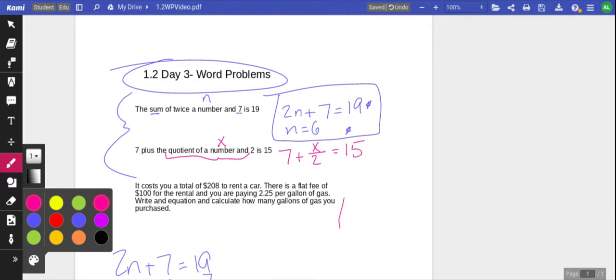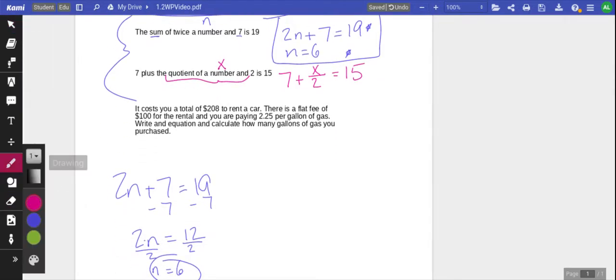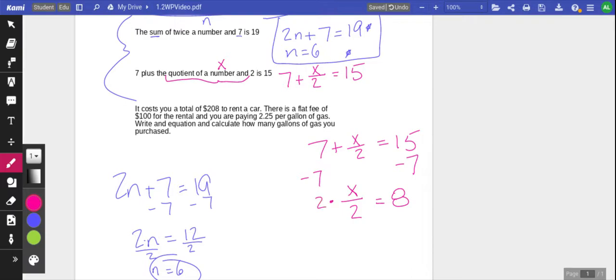All right, and then we've looked at a problem similar to this, where we have to decide, am I going to be getting rid of the 7 or the 2 first? Do I worry about the addition, or do I worry about the division first? Since the 7 is in a separate term, you want to go ahead and get rid of that 7 first. So we're going to subtract by 7 again. All right, and we're just left with x divided by 2 is equal to 8. We want to get rid of that 2 we're dividing by, so multiply by 2 on both sides, and I get x is equal to 4.